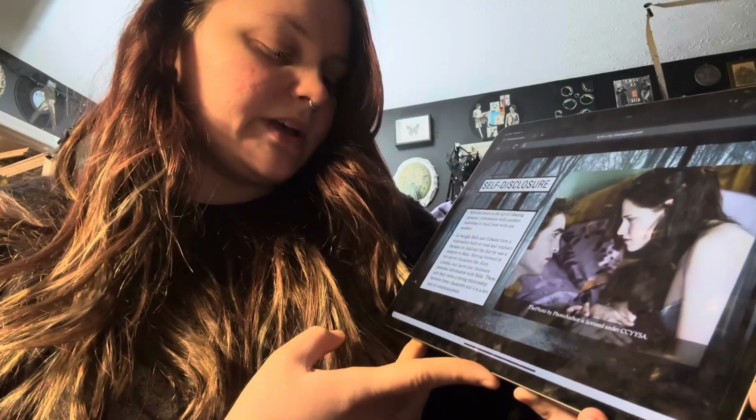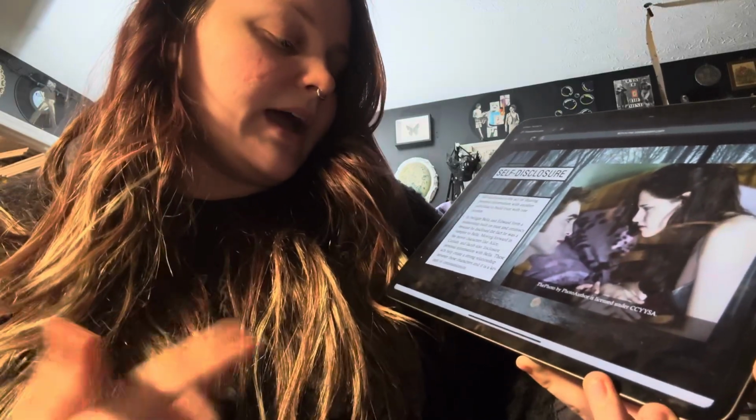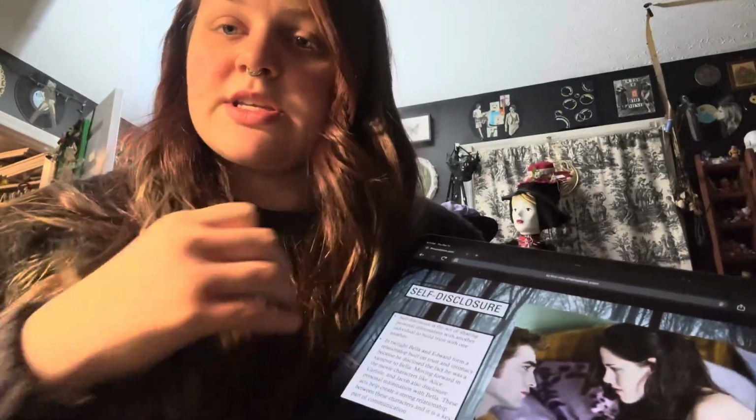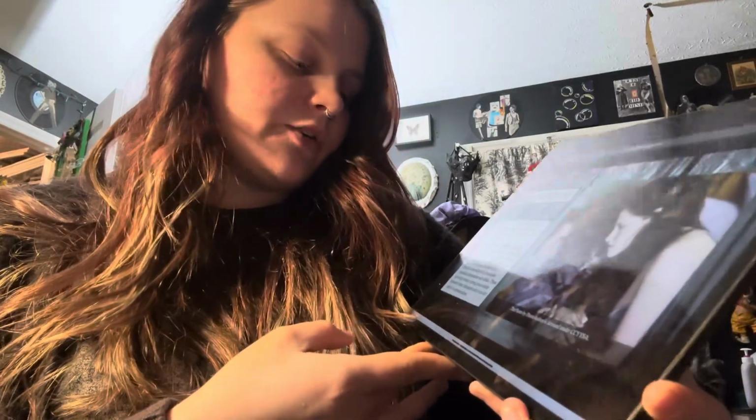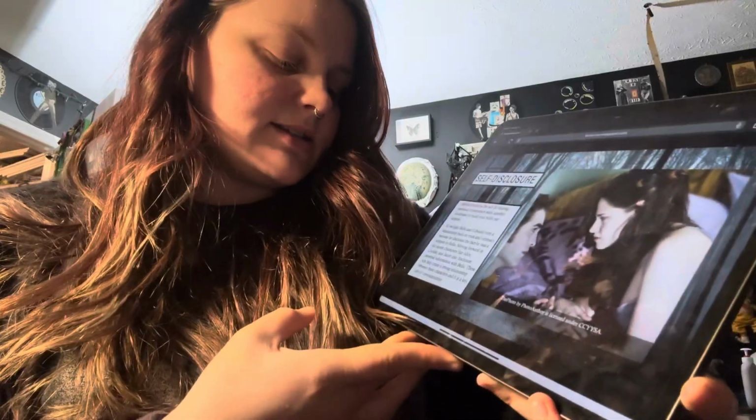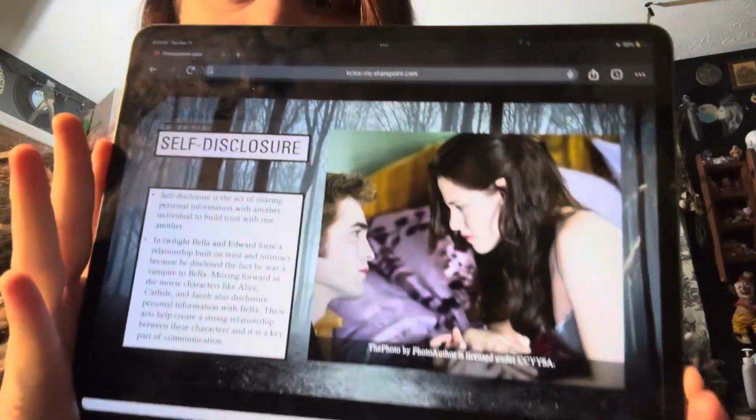Moving forward in the movie, characters like Alice, Carlisle, and Jacob also disclose personal information with Bella. This information includes Carlisle and Alice also being vampires, and Jacob being a werewolf. These acts help create a strong relationship between these characters, and it is a key part of communication.